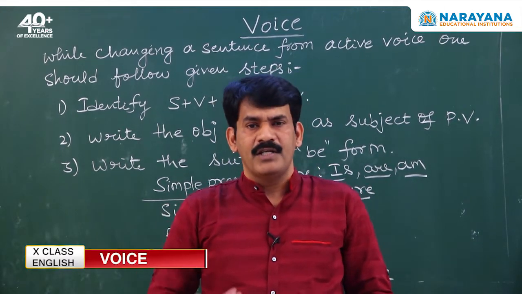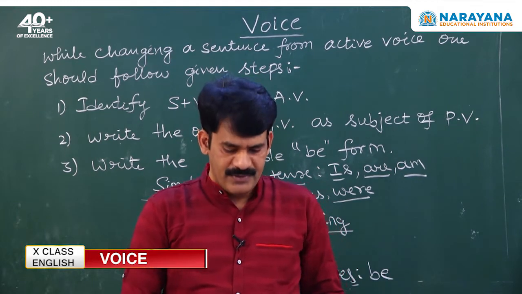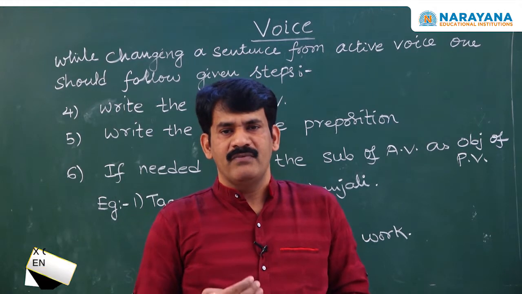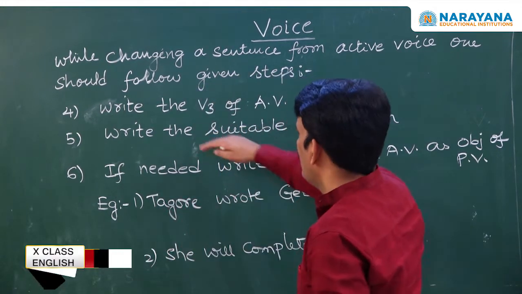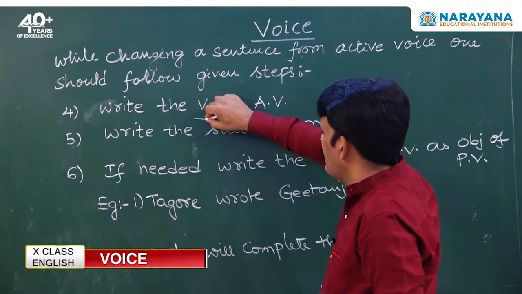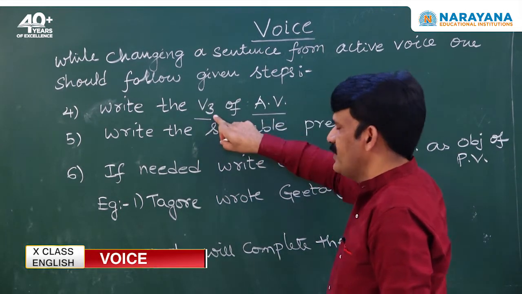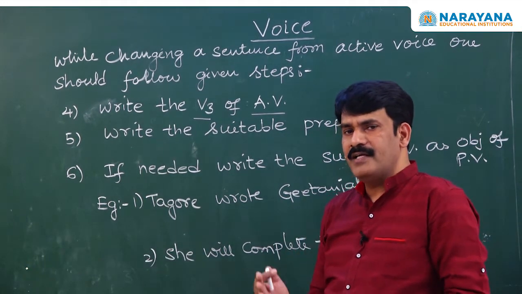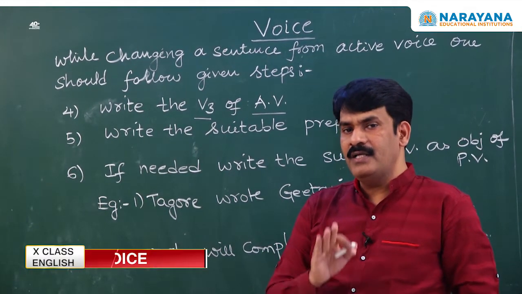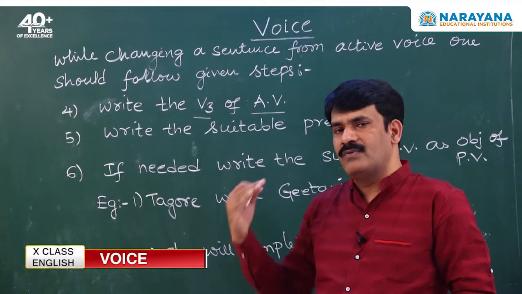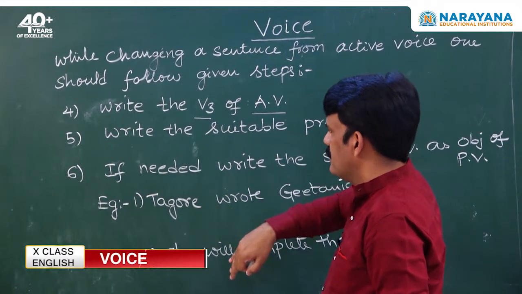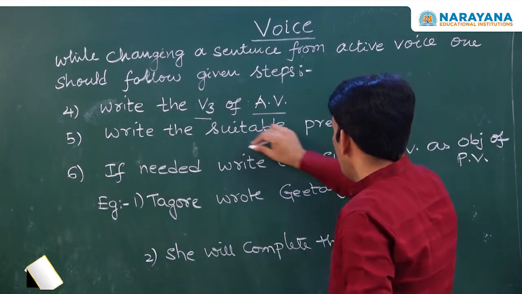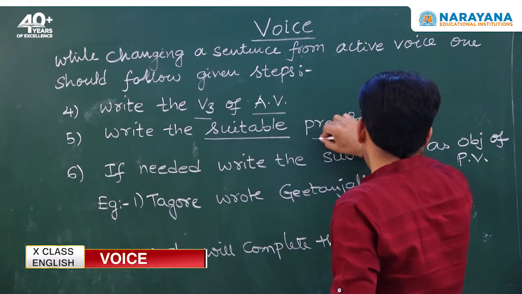Let us see the other changes, how they take place. What is the fourth step that we need to follow? The fourth step is to write the third form of the verb, the V3 form of the active voice. Whatever verb is given in the active voice, while rewriting into passive voice, you have to write its third form. The next step, after writing the third form of the verb, is to write the suitable preposition.